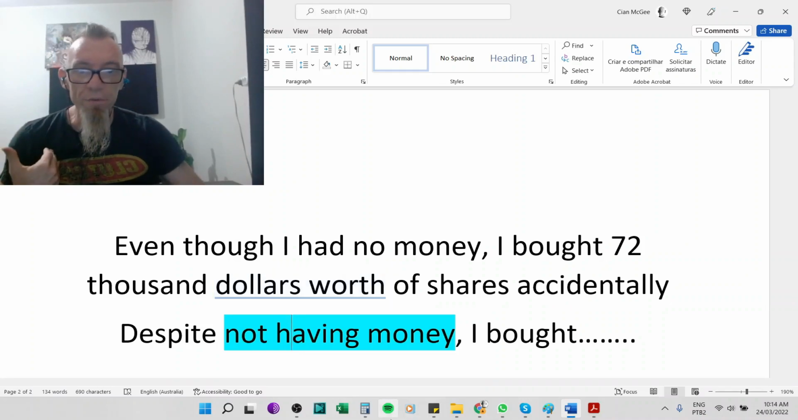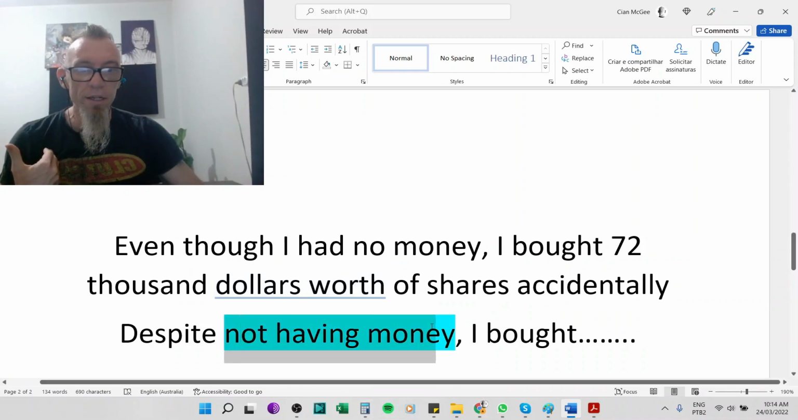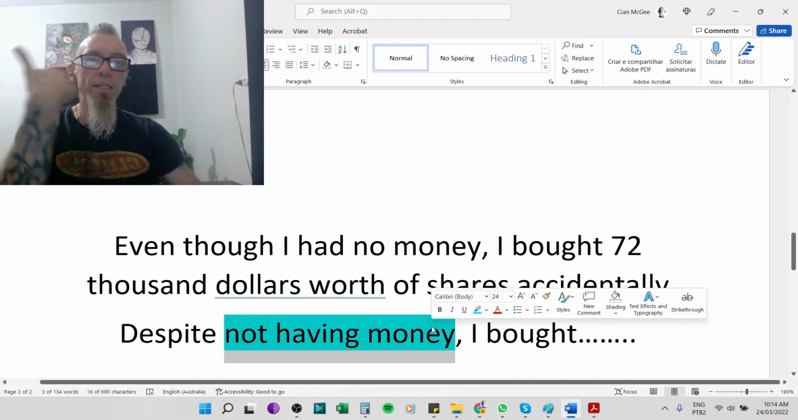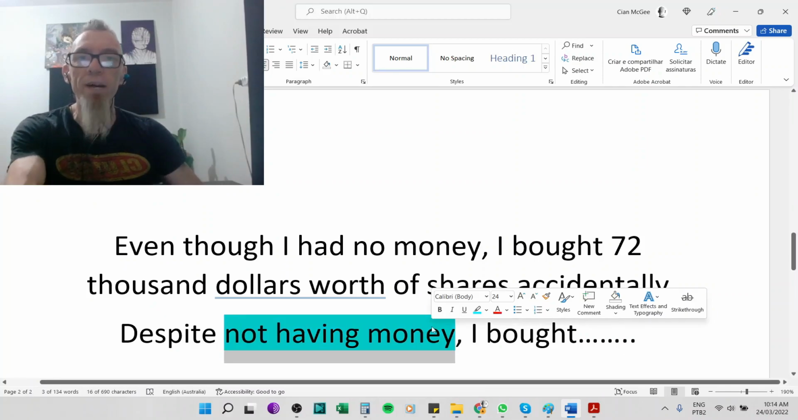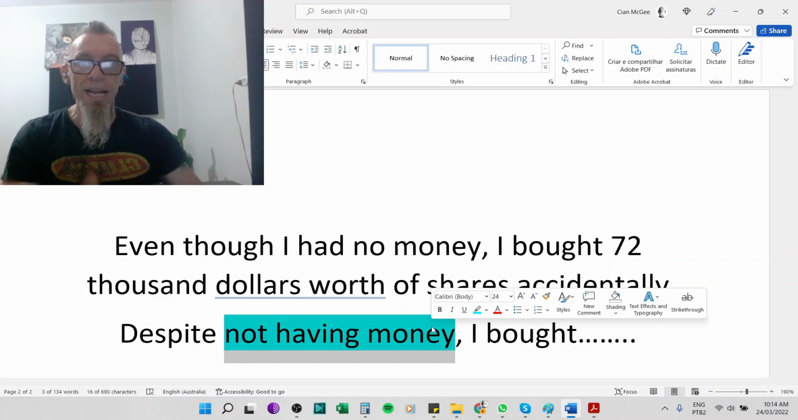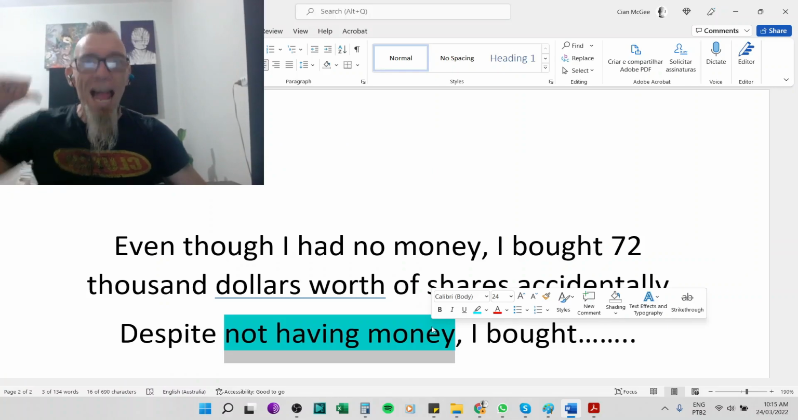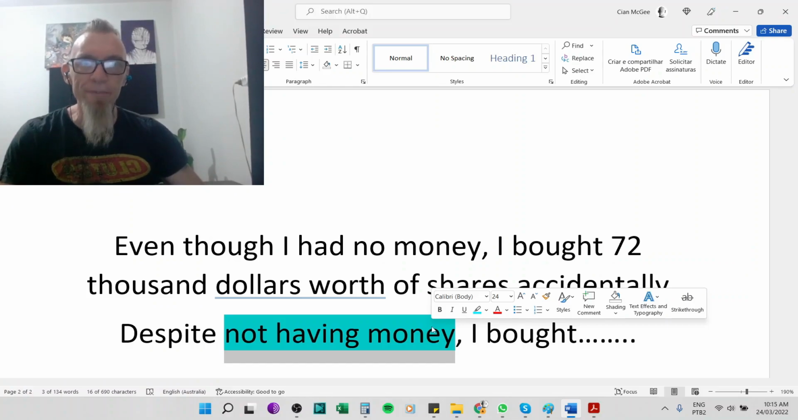But because there's no verb in the sentence, it doesn't matter if it's despite, for example, even though I won't have money, well, despite not having money. Even though I had no money, well, despite not having money. Even though I have had no money, despite not having money.